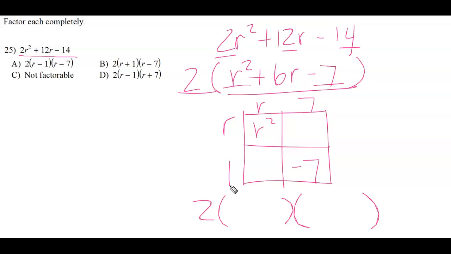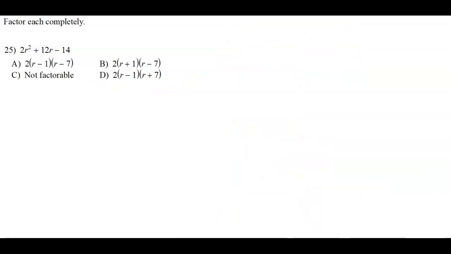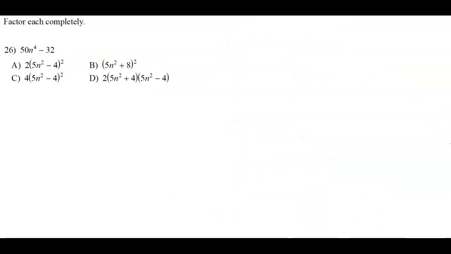Now, let's see here. R times 7 is 7r, and 1 times r is 1r. 1 and 7 can add together to make 6 if the 1 is negative, which is cool. That's what we want. So we have a positive 7 and a negative 1. So we have r minus 1 and r plus 7, which would be this guy here. This is a multi-step problem. GCF first and then box method. Let's take a look at the next one and our last one.